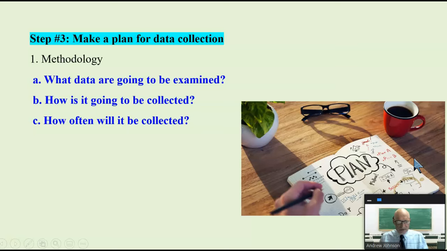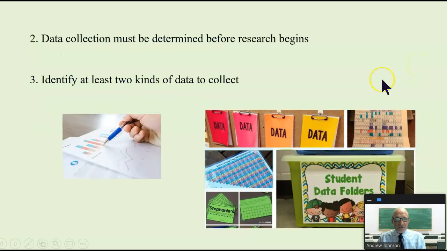Step three, methodology. Make a plan for data collection. What data are you going to examine? How are these data going to be collected? How often will it be collected? You make a plan, and again, this plan can be flexible. It can change. That's okay, as long as you explain and describe why the changes occurred in your action research report. So, the elements of data collection must be determined before the research begins.